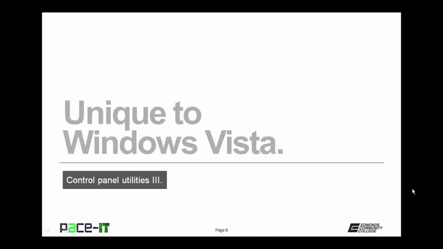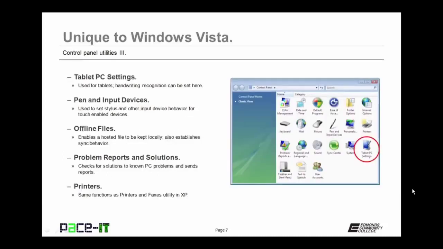Now let's move on to utilities that are unique to Windows Vista. The first utility that we will discuss is the Tablet PC Settings utility. This is used for tablets, and handwriting recognition can be set here. The Pen and Input Devices utility is used to set stylus and other input device behavior for touch-enabled devices.